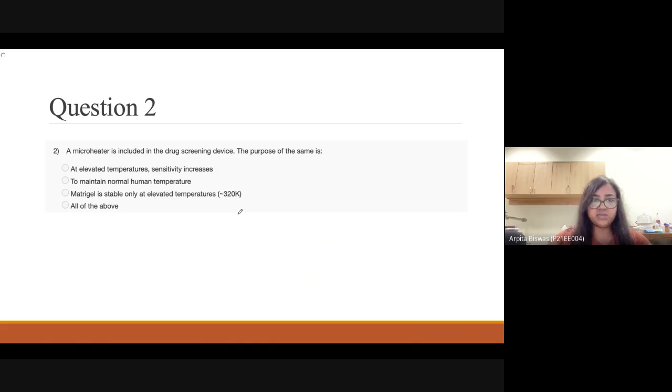A microheater is included in the drug screening device. The purpose of the same is: the first option is at elevated temperature, sensitivity increases. The second option is to maintain the normal human temperature. The third option is the material is stable only at elevated temperature, 320 Kelvin. And the fourth option is all of the above. So go through the question carefully and try to give the right answer.